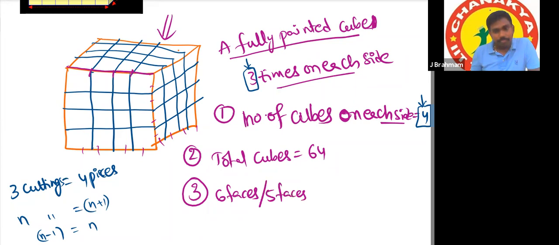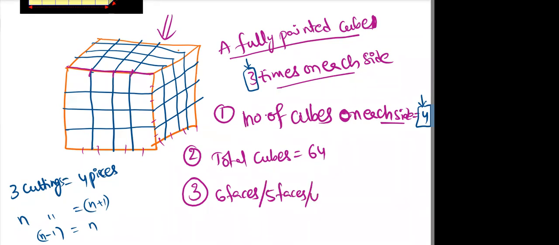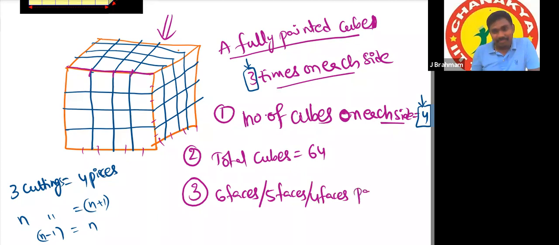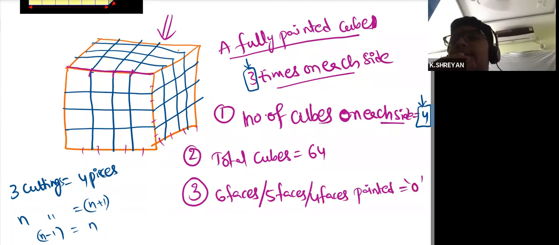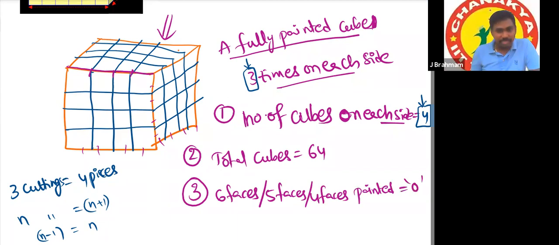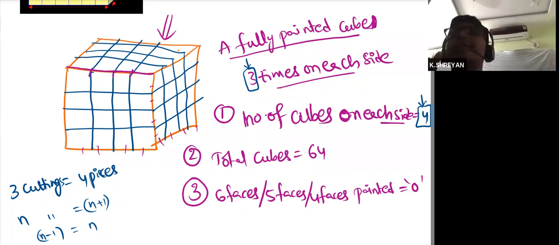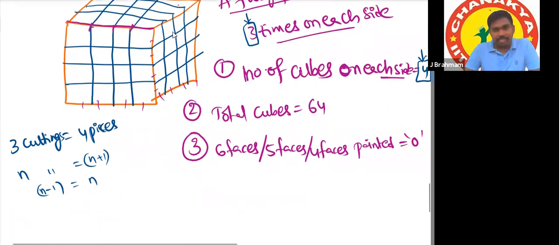0. 4 faces painted cubes are? 0. Overall, 4 faces, 5 faces or 6 faces painted will be 0. Now, 3 faces painted cubes are? So 8. How can you say this is 8?